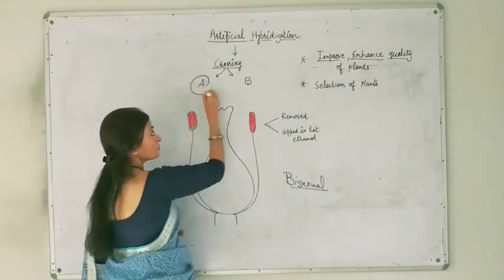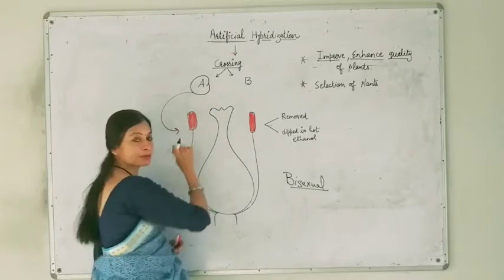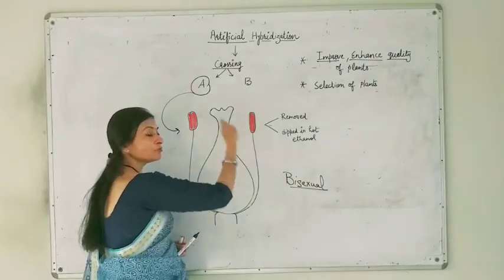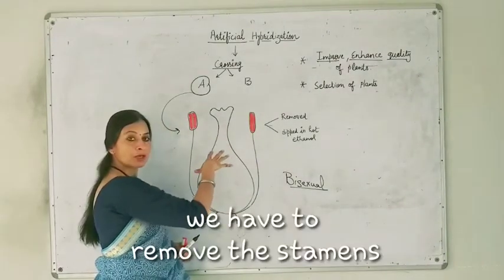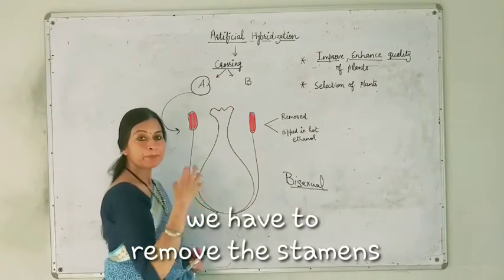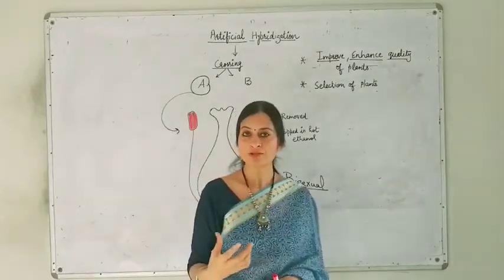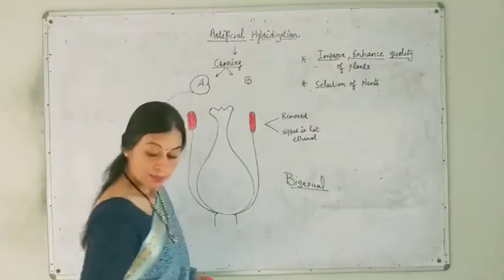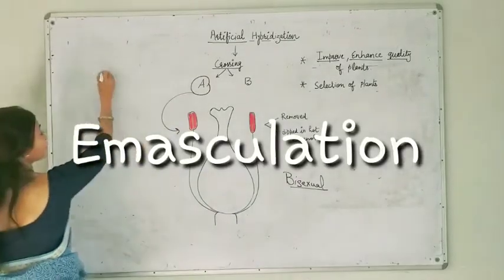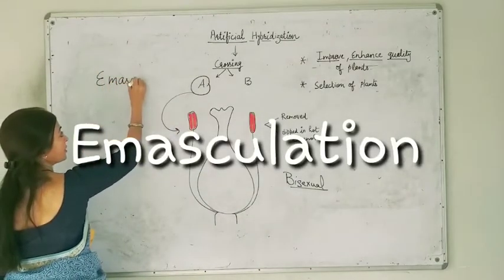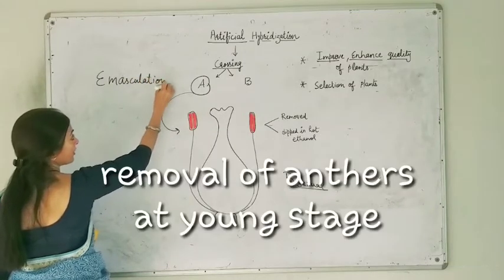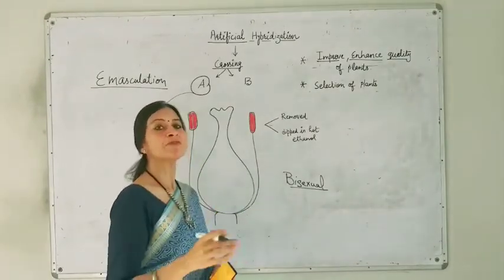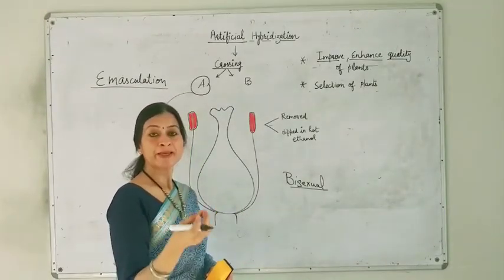So, for example, this is the flower of this plant. Then what we have to do here is remove these stamens, or make it a unisexual flower. So the first step of artificial hybridization will involve emasculation. Emasculation. This is a very important step, emasculation. When we have selected the plant, then we will emasculate the flower. What do we mean by emasculation?